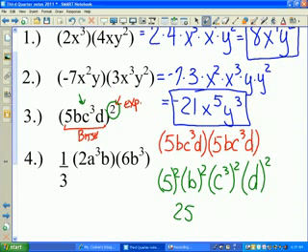B raised to the second power is b squared. C cubed raised to the second power. Since I have an exponent, a parenthesis, and an exponent, that means I am multiplying my exponents. So that'll be c to the sixth, not the fifth. Okay? And then lastly, my d raised to the second power.